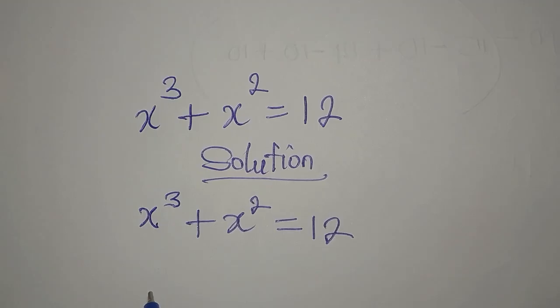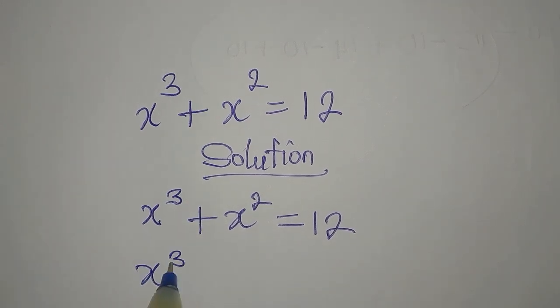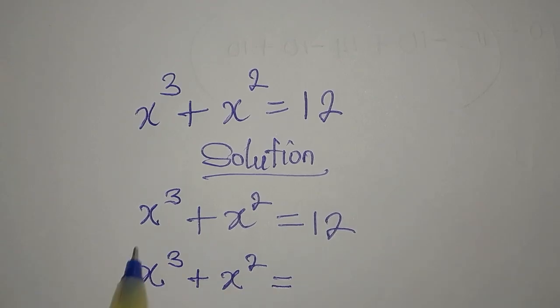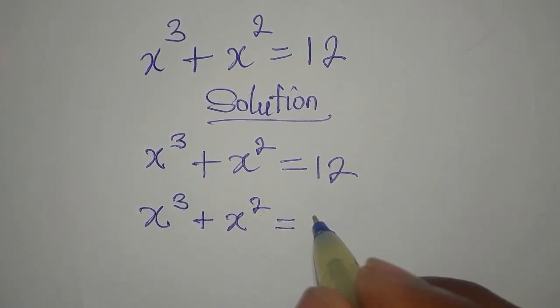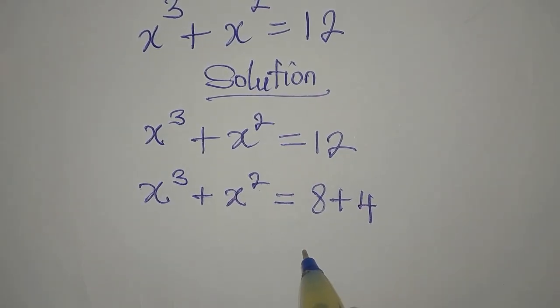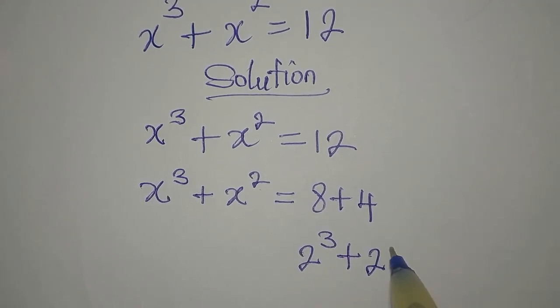Now we are going to get the complete solution to this problem. But what you should do is to look at the right hand side. What you have there, is it something you can express to be like what you have on the left? 12 is the same as 8 plus 4. And then, mind you, 8 plus 4 is the same as 2 to the power of 3 plus 2 to the power of 2.